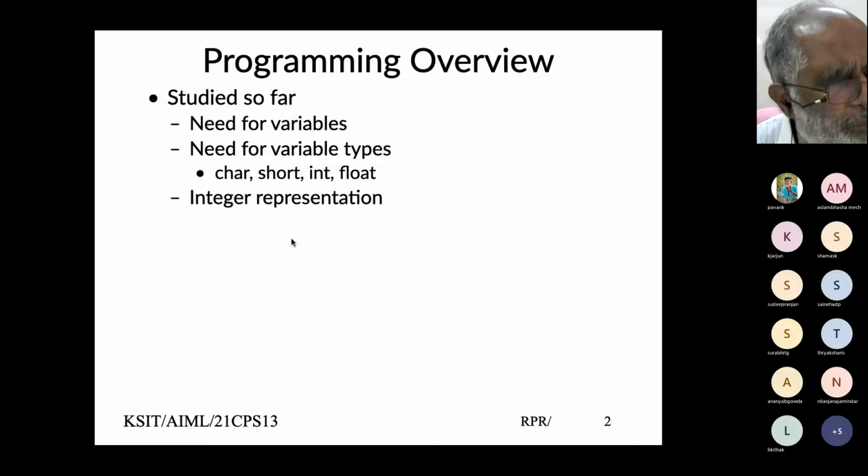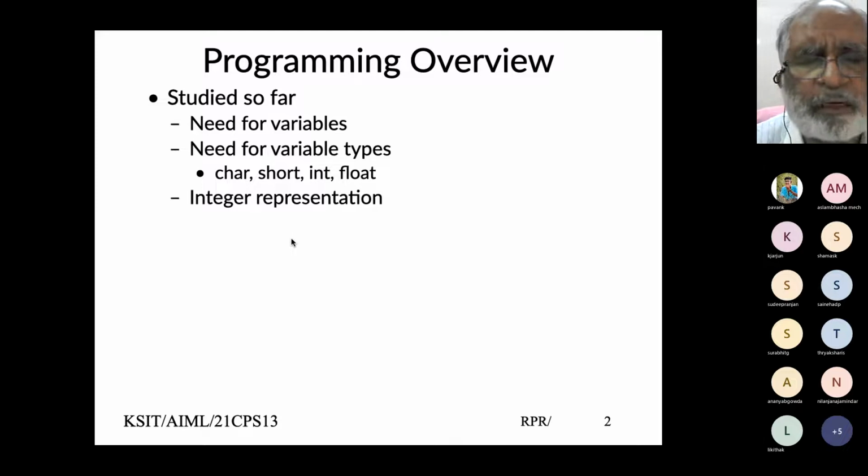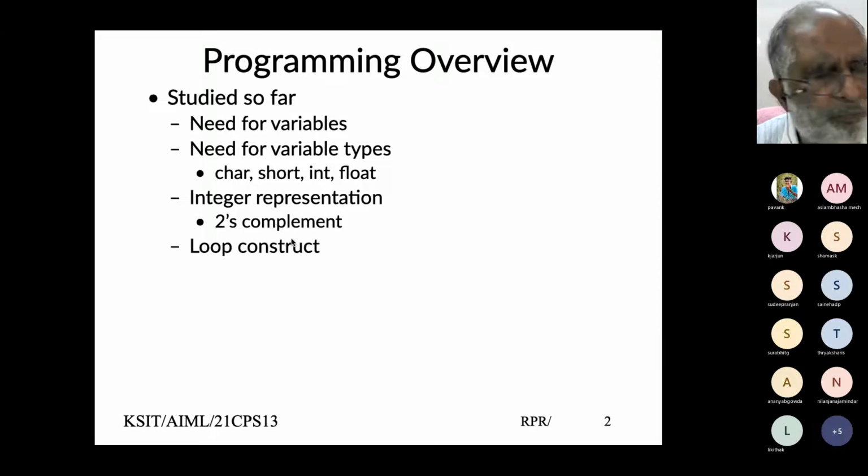We also looked at negative numbers and introduced the notion of 2's complement, which is used to represent negative numbers, and that means the most significant bit, if it is 1, implies a negative number. If it is 0, it implies a positive number. And then we also looked at the requirement of looping, that whenever we need to repeat something, rather than repeating the code, we can just write a loop around it and achieve the task.